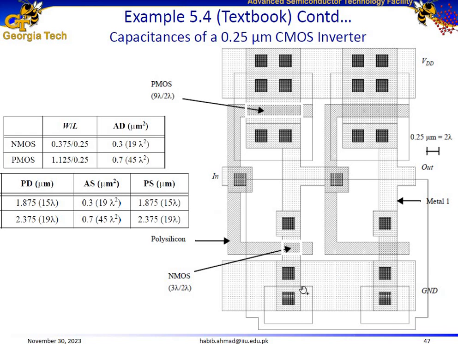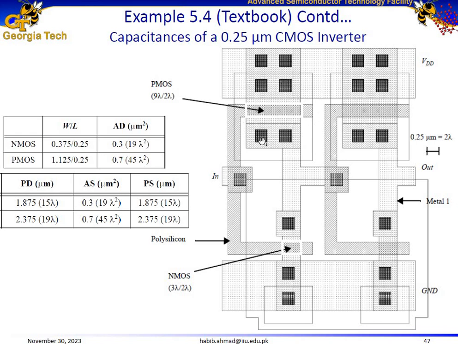Even before that, let us identify the PMOS and NMOS in this layout diagram. Here is our NMOS. As I already told you, this is the source of the NMOS, and the source of the NMOS would be connected to the ground rail. And this is the drain of the NMOS. The drain of the NMOS would be connected to Vout.